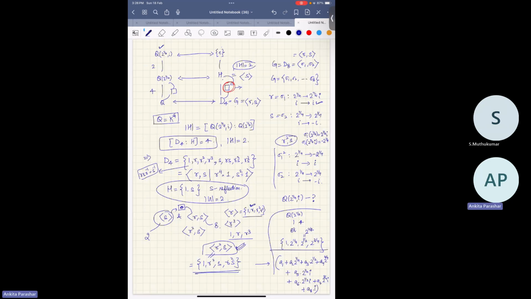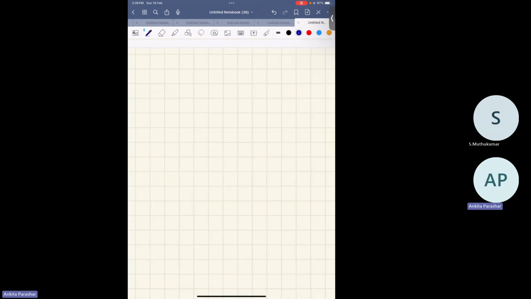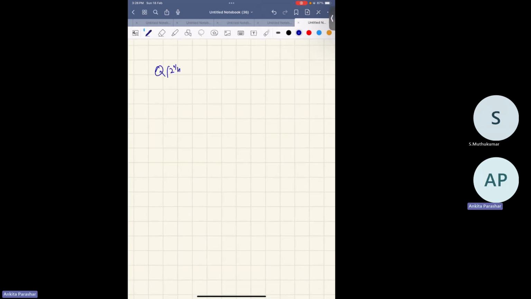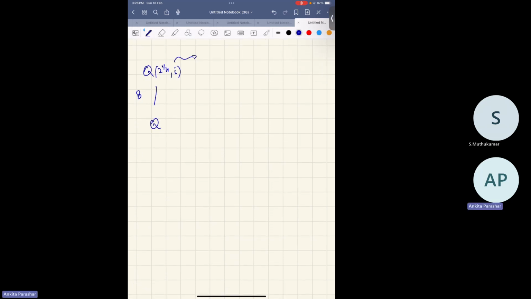So maybe let me repeat. Okay, let me repeat. So we have this extension over Q, and we know the dimension is 8. So therefore, I should have an 8-dimensional vector space over Q, right? Now, notice that the elements which are here are nothing but the roots, right?